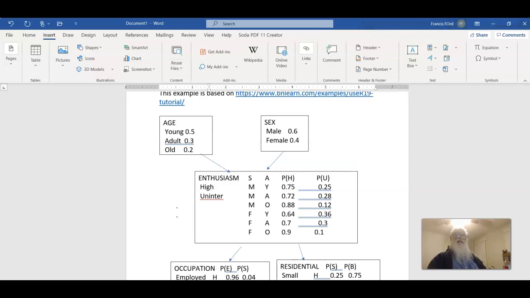The next box is the conditional probabilities. Read this as there are 2 possibilities for enthusiasm, high or uninterested. The probability of high, given that S equals M and A equals Y, is 0.75, as you can see right here. And of course, the probability of U would just be 1 minus that. So there are 6 possibilities, 3 here and 2 here, so that's 3 times 2. And I've got the probability of high in each case and the probability of uninterested in each case.